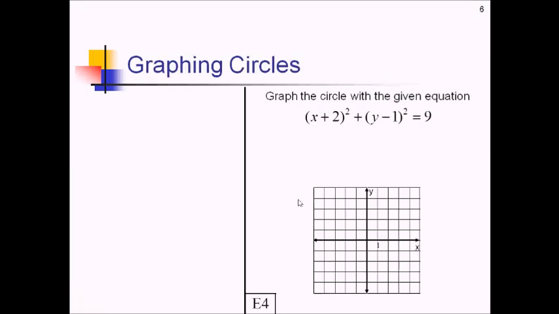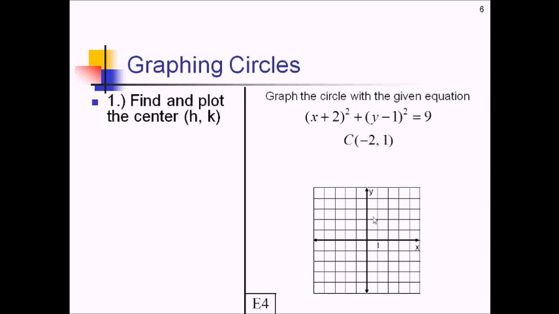For our last problem, we are going to graph a circle if we're given the equation. So in order to graph a circle, you need to know two things, the center and the radius. Using just those two items, you can graph the whole thing. So let's first find our center. This will be -2, 1. So that's somewhere over here, right there.